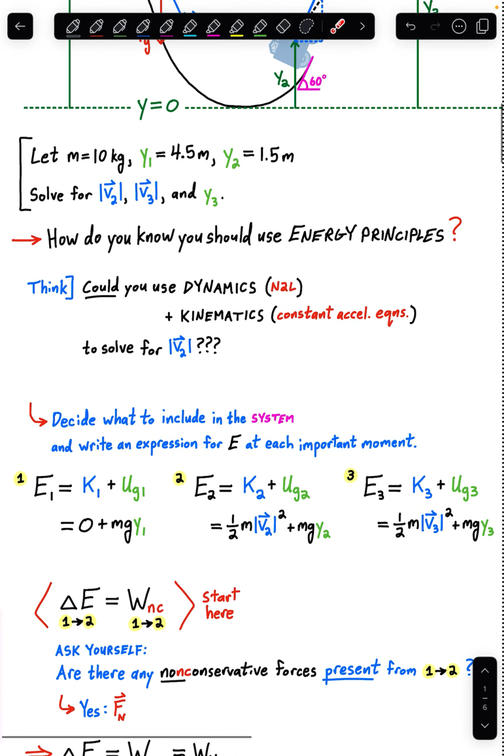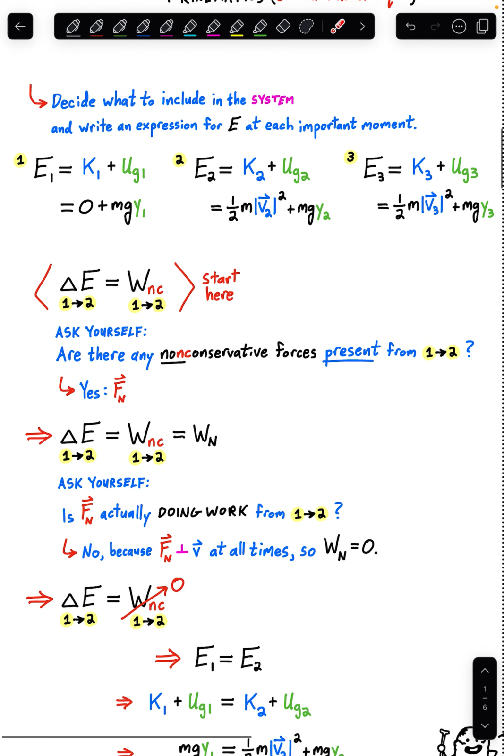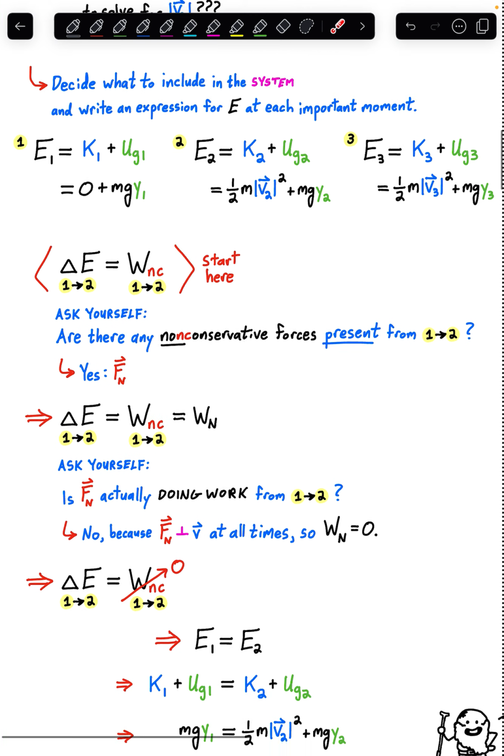And so, since we've decided that the normal force is not doing any work, that means there is no work done by non-conservative forces from moments 1 to 2, which means the change in mechanical energy of the system from 1 to 2 is 0, which means our initial mechanical energy, E1, equals our final mechanical energy, E2. And so we're going to accept this expression for E1 equal to this expression for E2.